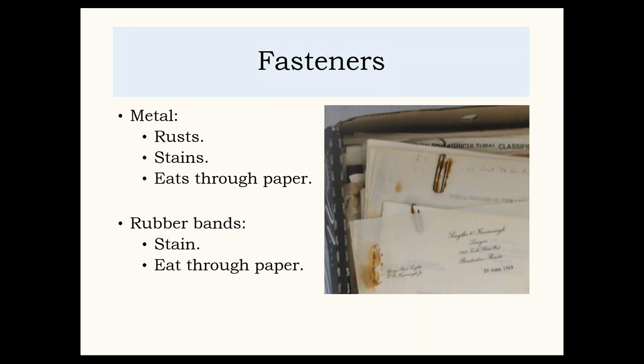Right. And so now we're moving on to fasteners. We've talked a bit about rust and other things, stains and stuff like that. What you usually find on documents, especially older documents, are old paper clips. And there are all kinds of them that are metal, and they're rusting. You can see in that photograph where the rust has actually eaten through the paper somewhat. So it's kind of reacted with that paper.